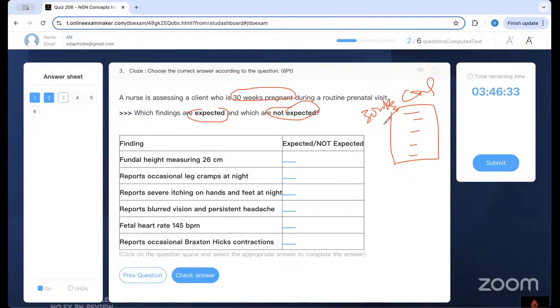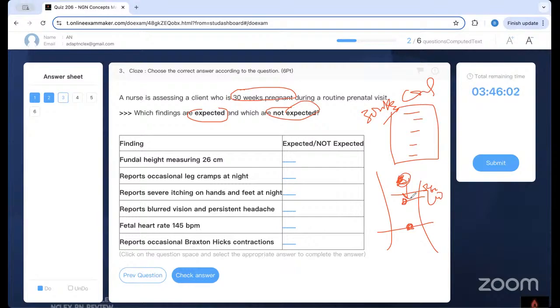The fetal heart rate is 145 beats per minute. Should that concern you? She reports occasional Braxton Hicks contractions. Should that concern you? Then you go back and say, okay, when you're 36 weeks, this is the umbilicus, this is 20 weeks, and at 36 weeks you should be way higher. If you're 26 and you're 30 weeks, that means there's almost a four-week difference.